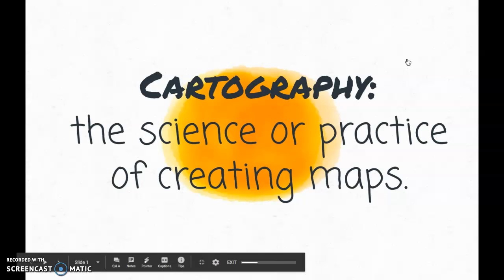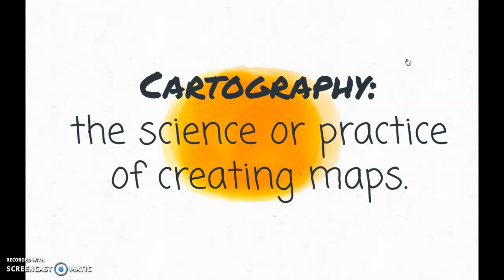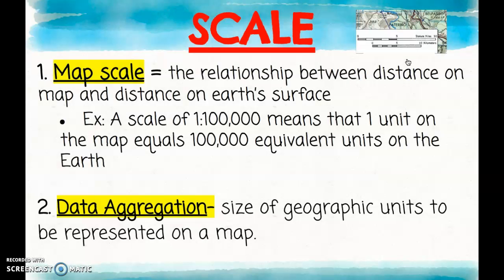So, cartography is the science or practice of creating a map. And so, cartographers are geographers, and they use the data that geographers gather to create maps. The first thing that we have to talk about when we're talking about cartography is scale. This is one thing that cartographers consider when they're drawing their maps or creating their maps.